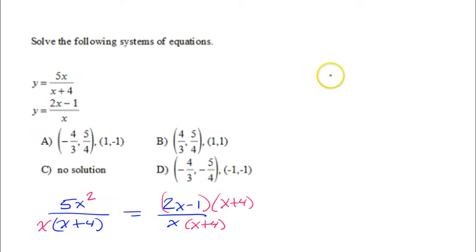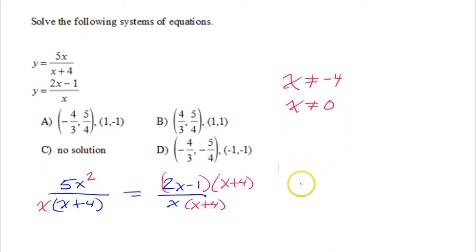Now before we go any further, we should mention the excluded values. X cannot equal negative 4 because of the x plus 4. Set that equal to 0. X cannot equal 0 because of the x. Just keep that in mind for later.